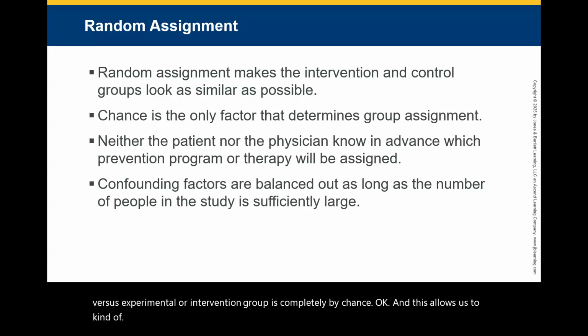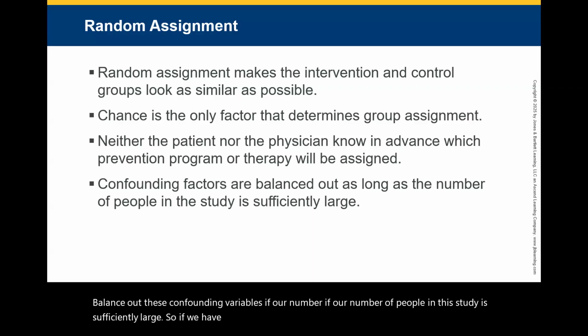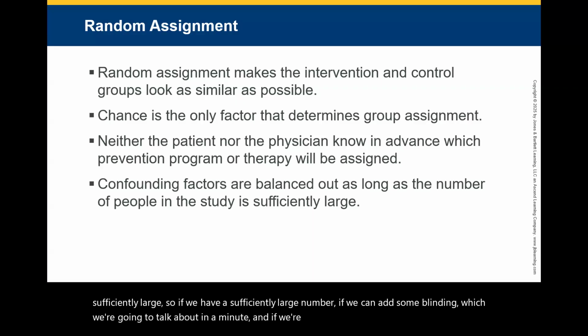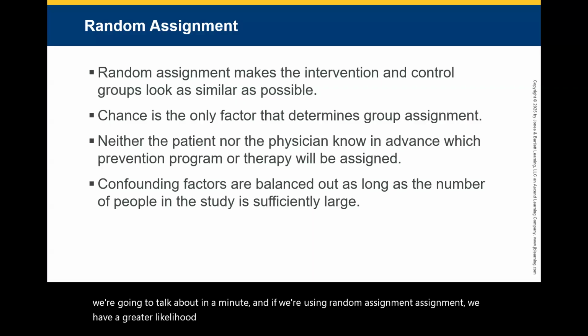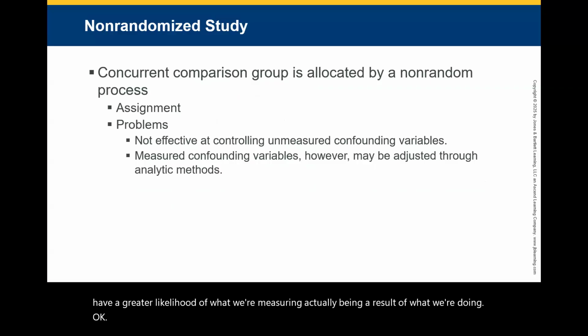Okay, and this allows us to balance out these confounding variables if our number of people in the study is sufficiently large. So if we have a sufficiently large number, if we can add some blinding, which we're going to talk about in a minute, and if we're using random assignment, we have a greater likelihood of what we're measuring actually being a result of what we're doing. Okay. Sometimes we have non-randomized studies.